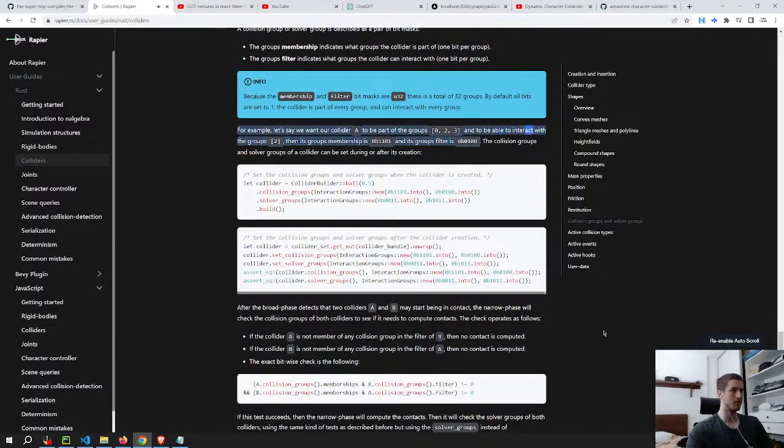For example, let's say we want a collider A to be part of groups 0, 2, 3, and be able to interact with the groups 2 and 3. Then its group membership is 0b1101 and its group filter is 0b1100. The collision groups and solver groups of the collider can be set during or after its creation. Set the collision groups and solver groups when the collider is created.